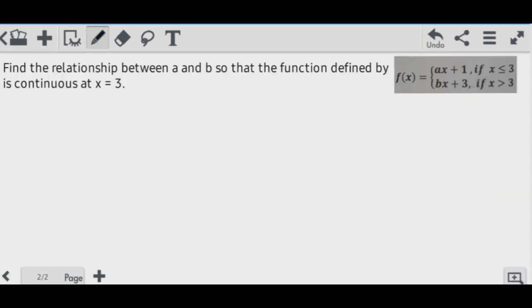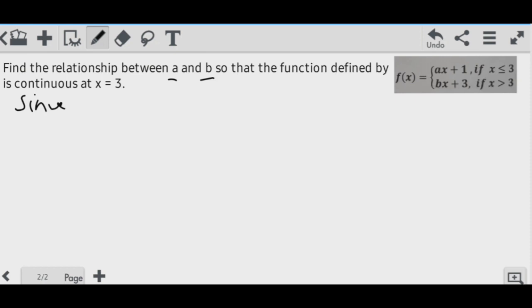Find the relation between a and b so that the function defined by f of x is equal to ax plus 1 if x is less than or equal to 3 and bx plus 3 if x is greater than 3 is continuous at x is equal to 3. So as we had done in finding the values of k, similar procedures. Make use of the condition that the function is continuous at x is equal to 3.